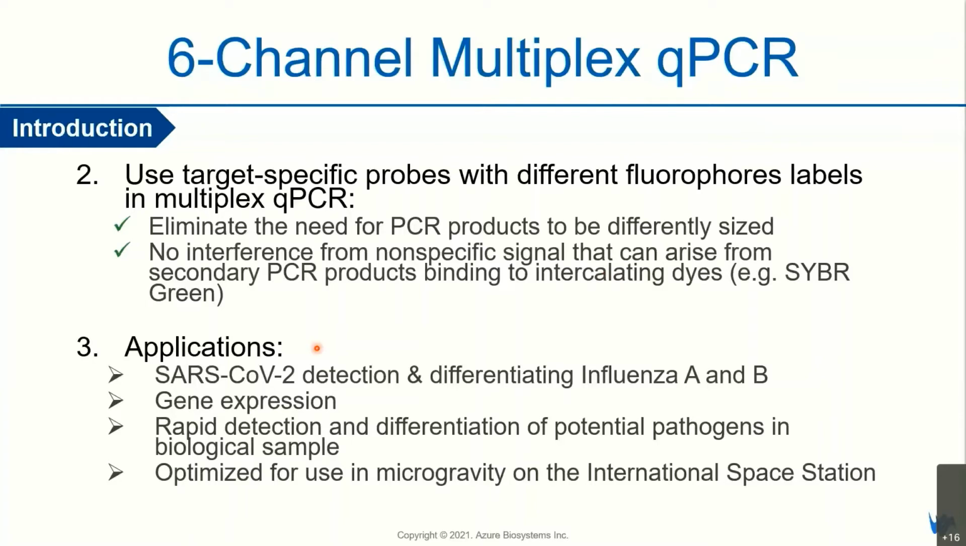Right. How is multiplex qPCR utilized in the scientific world? One case that is dear to us is COVID-19 virus detection and differentiating between influenza A and B virus. At the current stage, it can use up to 5-plex qPCR, which is a lot, because you want to differentiate 3 viruses at the same time in the sample. And of course, multiplex qPCR is also applied in gene expression study, rapid detection and differentiation of potential pathogens in a biological sample, just like the COVID-19 infection, and also optimized for use in microgravity on the International Space Station.